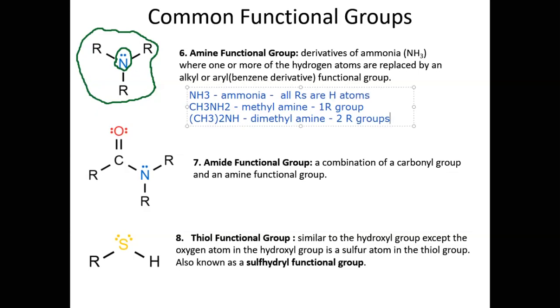And then we can have an amine with 3 R groups, such as this example, which is trimethylamine, 3 R groups. And so for an amine, you need a nitrogen that's attached to 1 or more R groups. Now, if it's the simplest amine, it's ammonia.